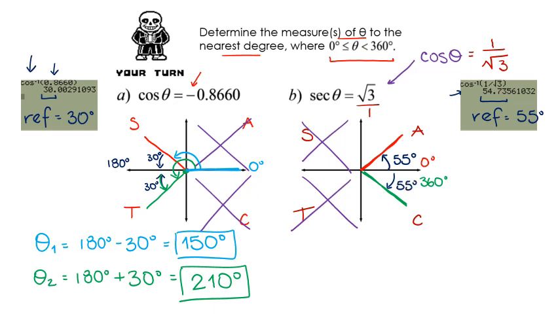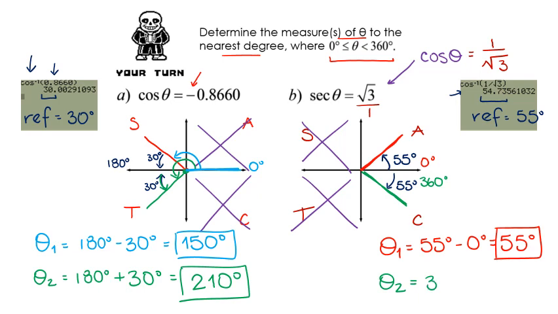So our first solution in quadrant number 1, all we have to do is just take 55 degrees and then subtract 0. That's just going to give us 55 degrees. And then for solution 2, this time we have to take 360 degrees, and we are going to subtract 55 because we're trying to figure out the distance between 0 all the way up to our terminal arm in quadrant number 4. So 360 minus 55 degrees will give us an answer of 305 degrees. So our two solutions are 55 and 305.